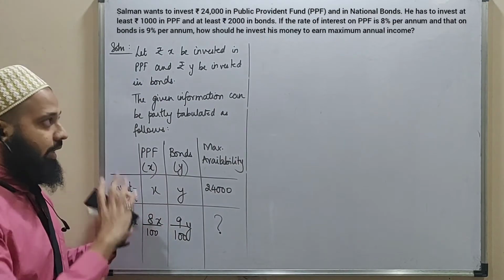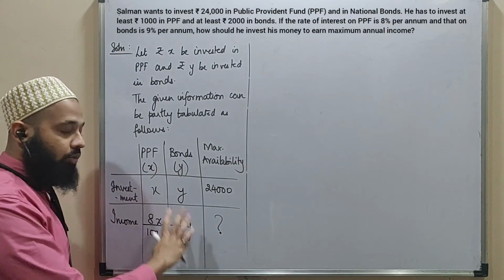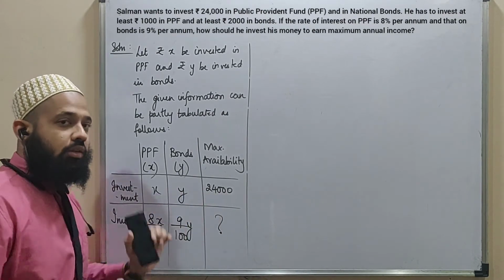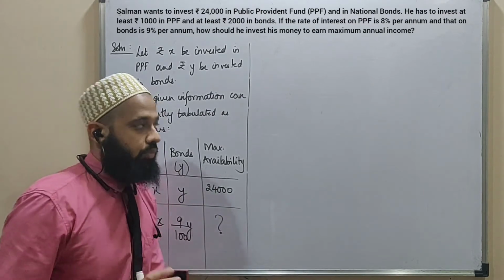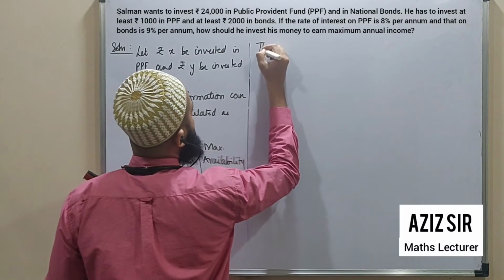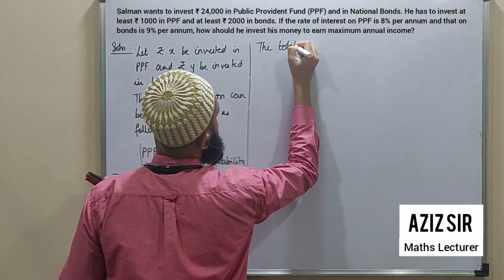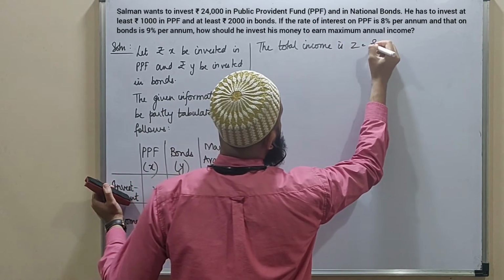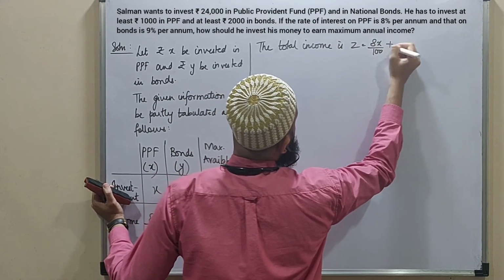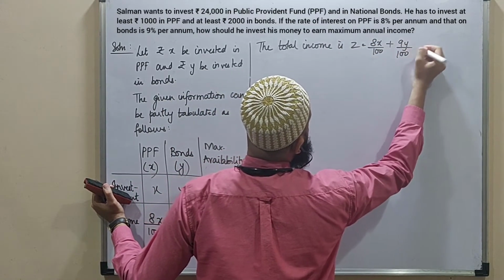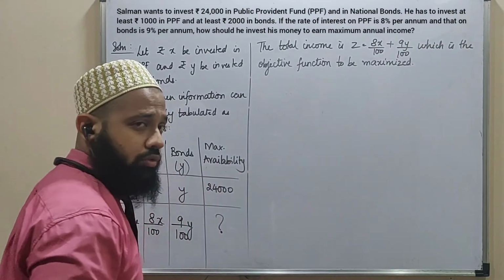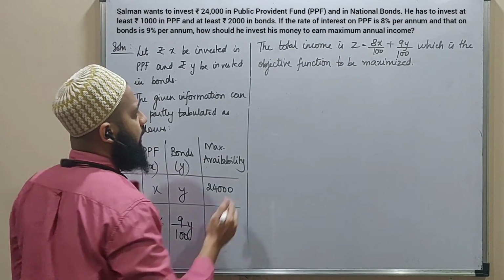Okay, so first let me finish explaining the objective function. Let me also finish explaining this constraint. Then we'll take whatever is left over. Okay, so the total income is Z is equal to 8x upon 100 plus 9y upon 100, which is to be maximized, or which is the objective function. Next we'll talk about the constraint.